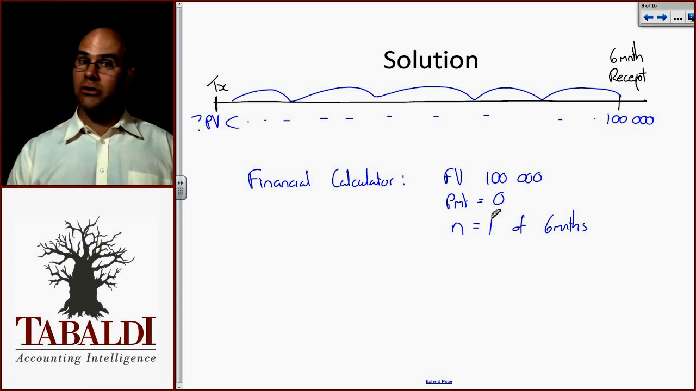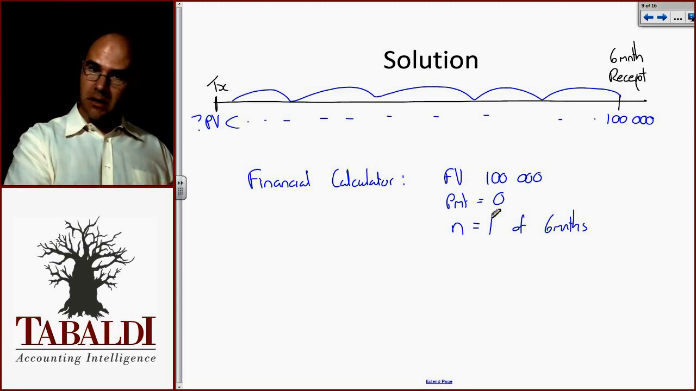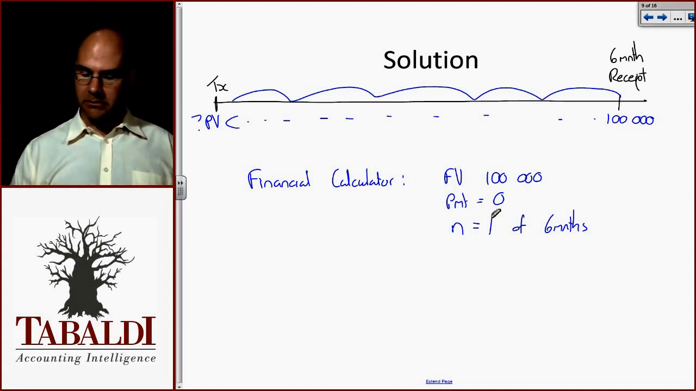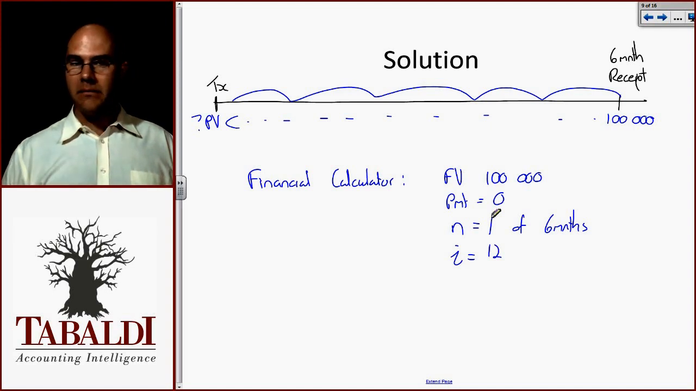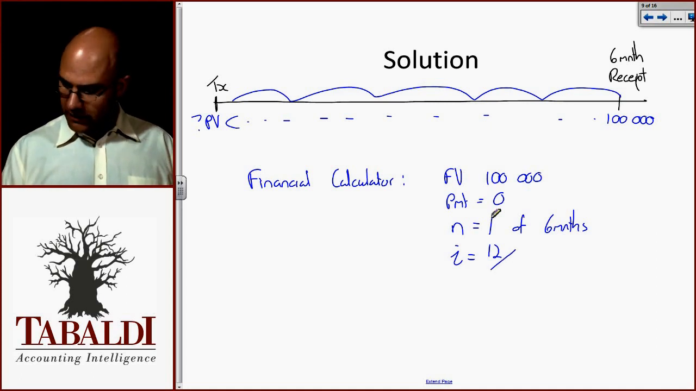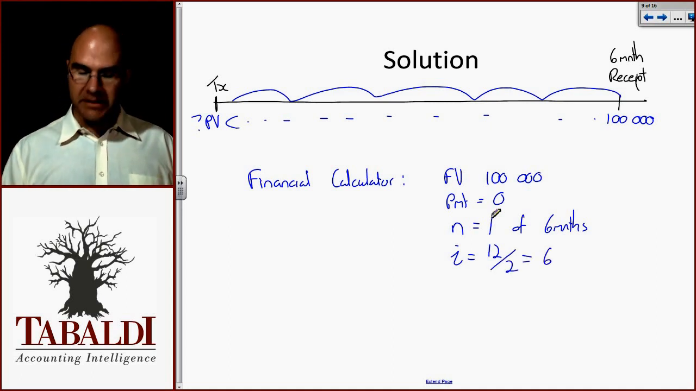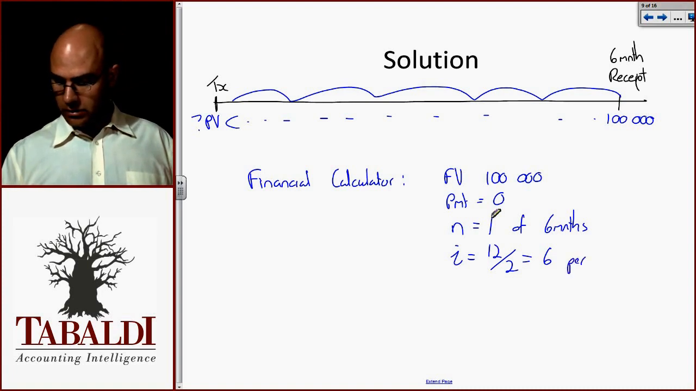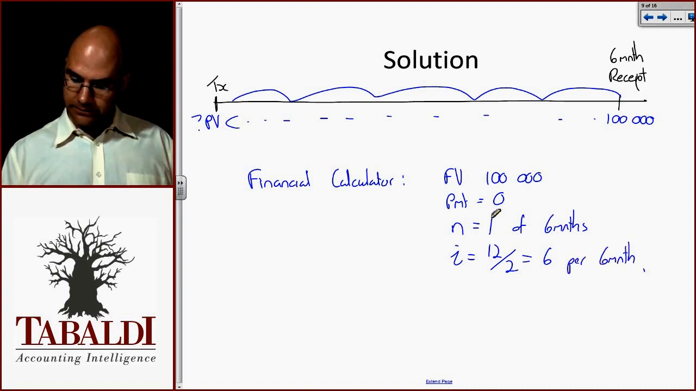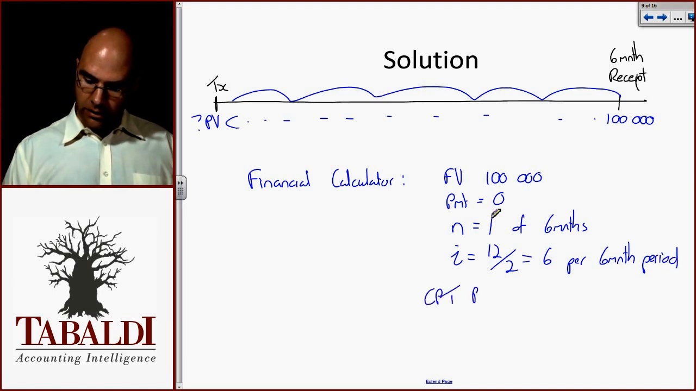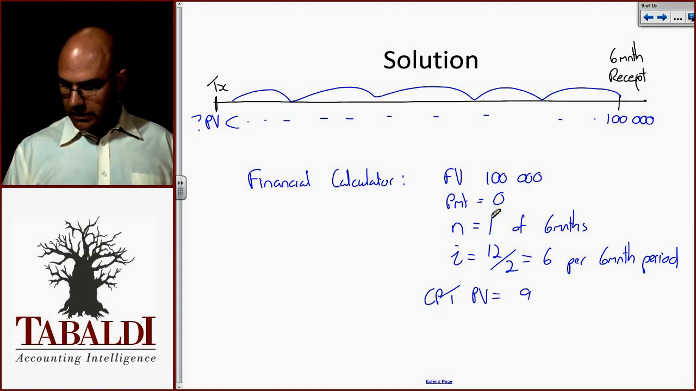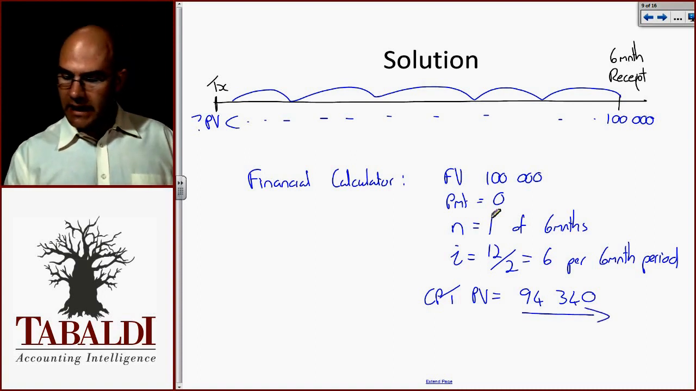You've got to go through and make sure you can use your calculator and move amounts forward in time, back in time with different compounding periods. Interest needed to be the market interest rate of 12% per annum. But how many times does it get compounded every year? Twice, once every 6 months. So 12 divided by 2 equals 6% per 6 month period. Now all I need to do is compute the present value, and that equals 94,340.